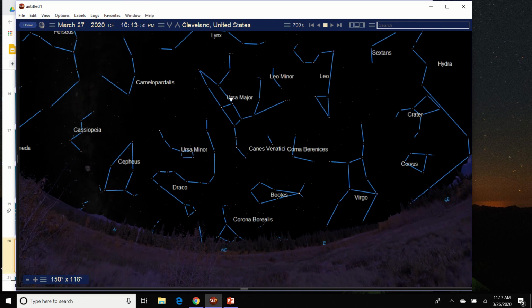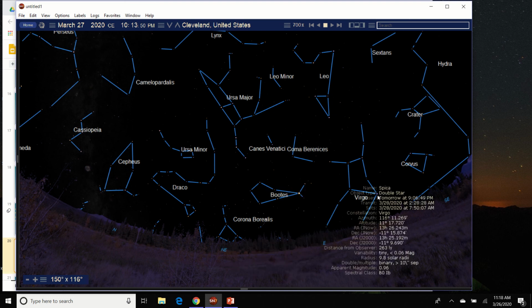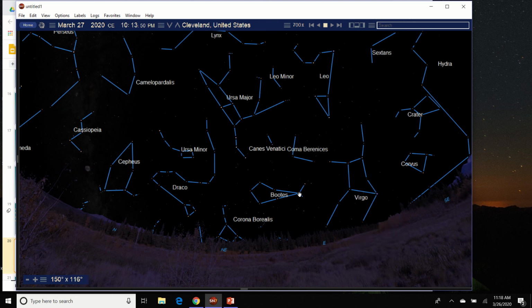Zoom out just a smidge here. Follow the arc to Arcturus in Boötes, until it spikes down to Spica. Spica, 5 letters, Virgo, 5 letters. Arcturus, arc like a butt, which looks like the word Boötes here.